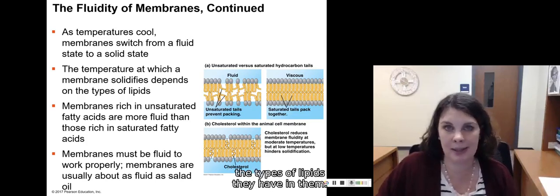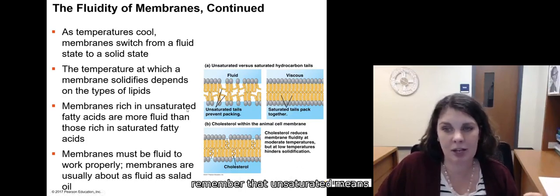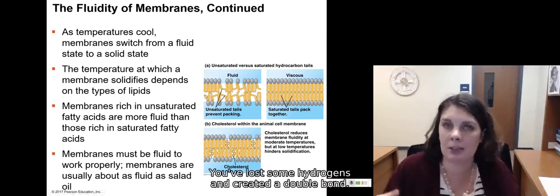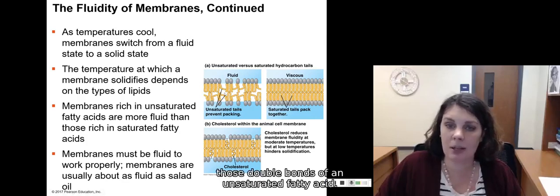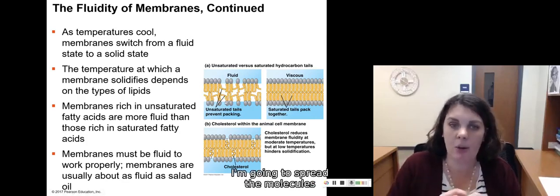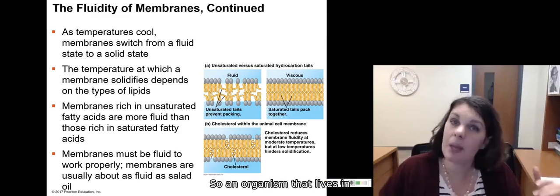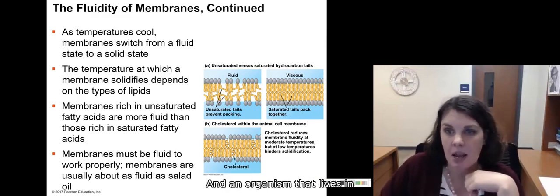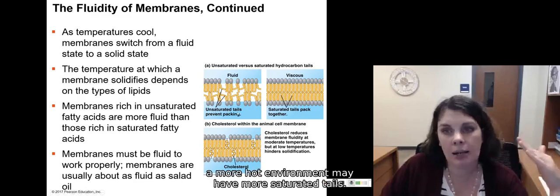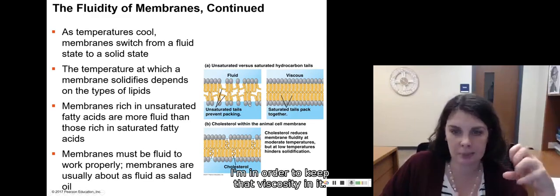One of the things they can do is change the types of lipids they have in them. So if you have a lot of unsaturated fatty acids, remember that unsaturated means that you have a double bond. You've lost some hydrogens and created a double bond, and that double bond forms a kink. Those double bonds of an unsaturated fatty acid are going to spread the molecules out, and that helps it not freeze. So an organism that lives in a very cold environment may have more unsaturated tails, and an organism that lives in a more hot environment may have more saturated tails in order to keep that viscosity in it.